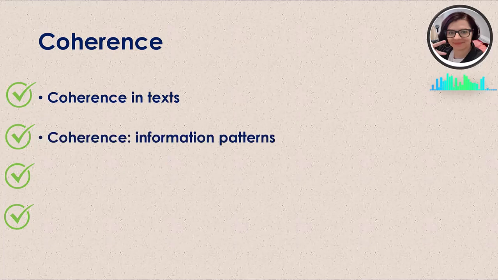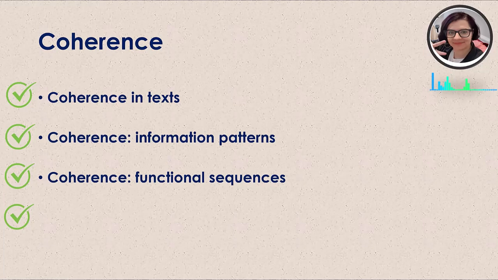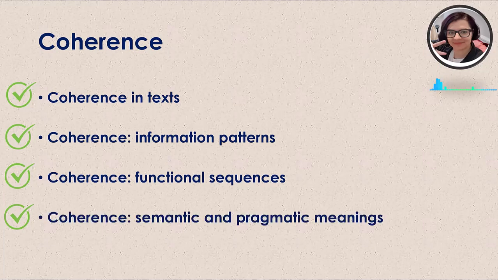Then we are going to analyze how information is organized specifically in written discourse. Then we're going to be looking at how information is organized in functional sequences in spoken discourse. And finally, we are going to be looking at the connection between coherence and semantic and pragmatic meanings.